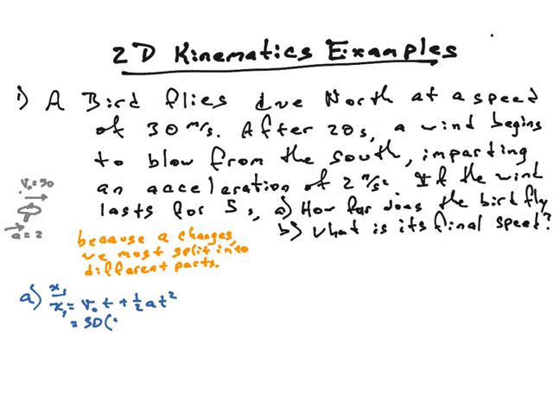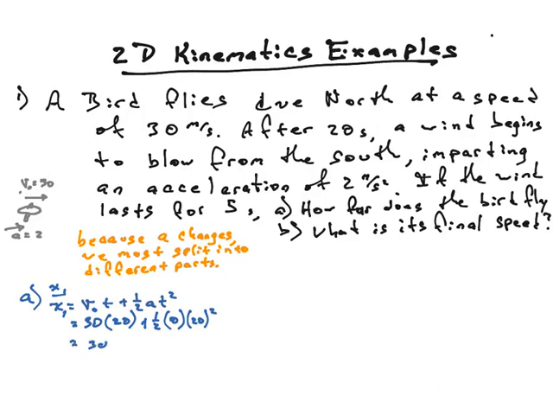20 seconds. Remember, for the time, I don't mean the total time. I only mean the time during which this acceleration is true. For this part, x1, it's when there's no wind. So the time I'm plugging in is just the first 20 seconds. Then I have plus 1/2. The acceleration when there's no wind is 0, times t squared, 20 squared.